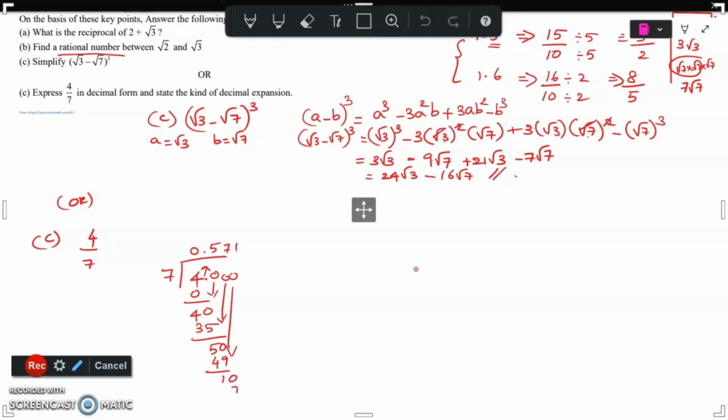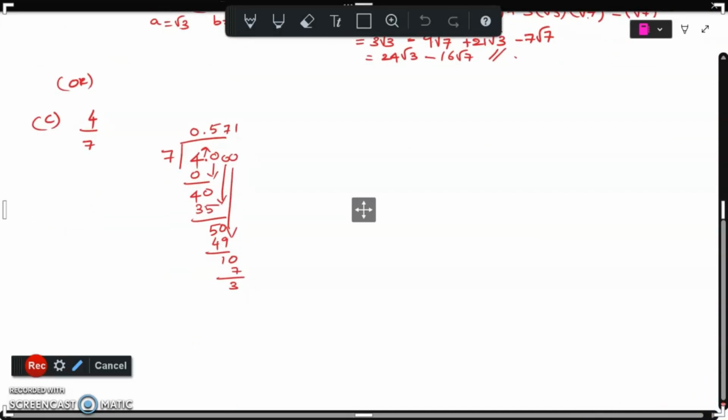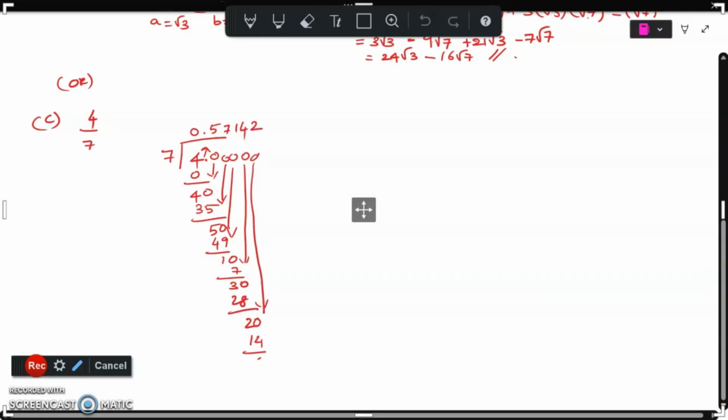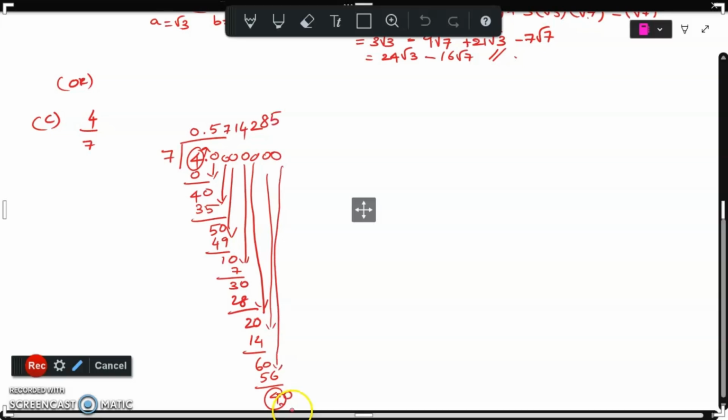So it is 7 1s are 7. Remainder 3. Again I am continuing the division. So it is 7 times 4, 28, remainder 2. Again I am inserting 0 to continue my division. 7 2s are 14, remainder 6. Again I am inserting 0 to continue my division. It is 8 times 56. Now you can see the remainder becomes 4, which is your starting point. So again I have to insert 0. So it becomes 40. So 7 5s are 35.